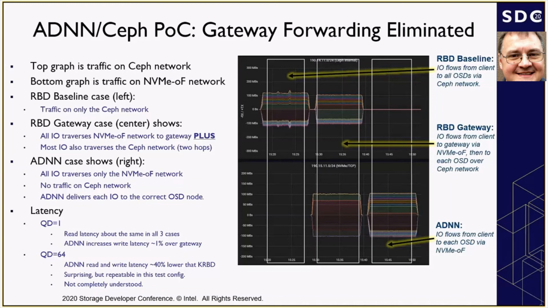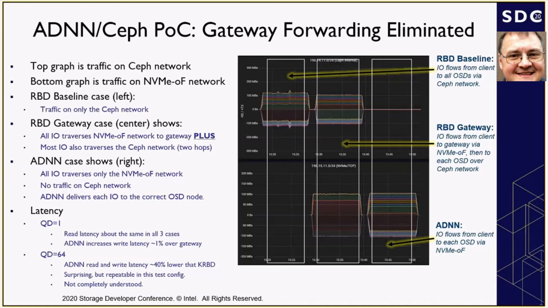But ADNN read and write latency was significantly faster than even the RBD case. We're not 100% sure why. We have some theories, but we haven't confirmed it yet. It still needs to be investigated. It was repeatable. Since it's not completely understood, probably shouldn't count on that result.